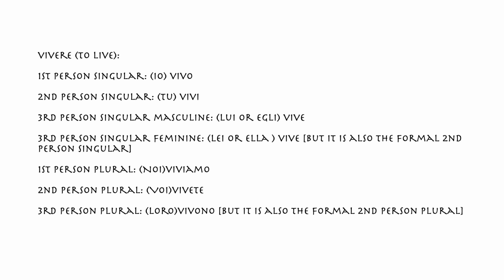First person plural is viviamo or noi viviamo. Second person plural is voi vivete or vivete. Third person plural, loro vivono or vivono. Again, this corresponds also to the formal second person plural.